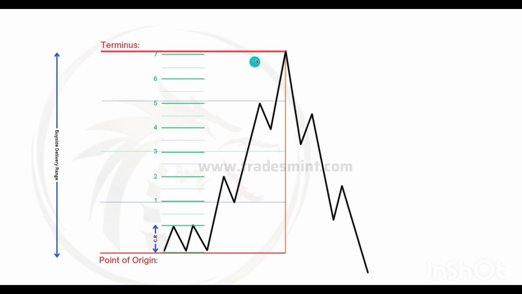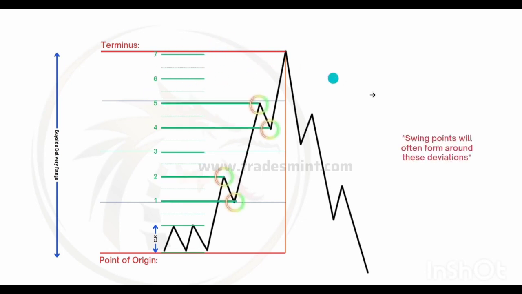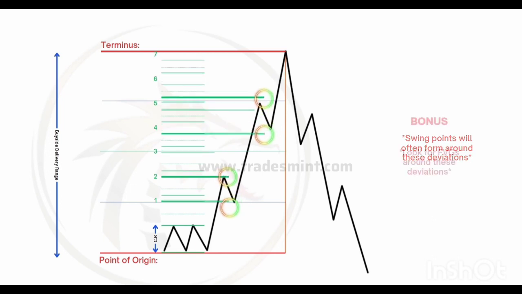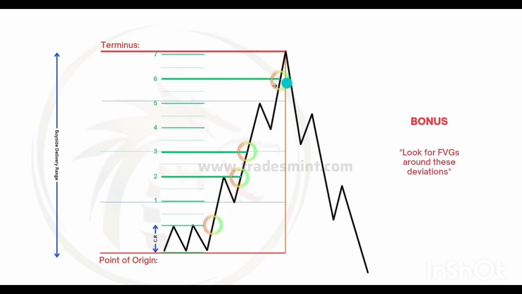Now, how do we use this information? Swing points will often form around these deviations. So we can use these deviations to anticipate highs and lows inside of the buy side delivery range within the buy program. Now, as a bonus, we can also project these deviations out, and often you're going to find high probability fair value gaps that will overlap with these deviations in price.